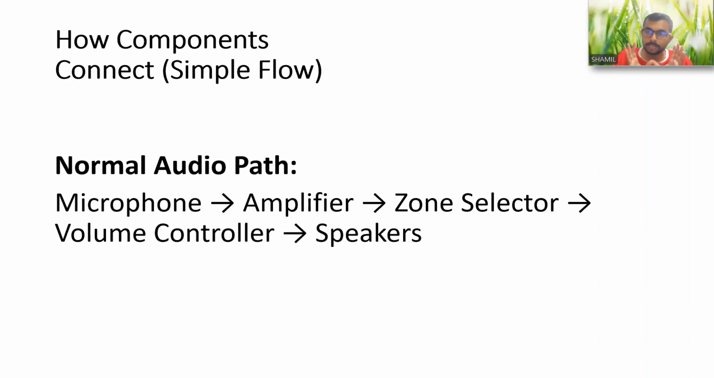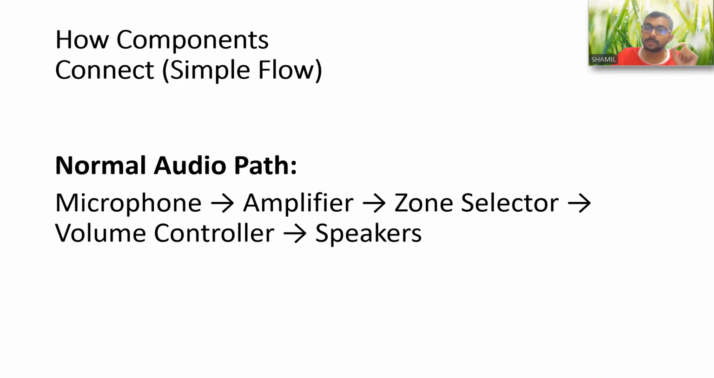So how are the components connected in the public address system? The normal mode of operation is that whenever there is a voice input delivered to a microphone, that audio signal will be transmitted to the amplifier. The amplifier will strengthen the audio signal, and then that boosted signal will be sent to the zone selector. Once it reaches the zone selector, it can transmit the message to the entire building, or it can select a particular zone. Then, through the volume controller, depending on whether you need to adjust the volume locally for that particular room or not, the signal will go to the speakers. This is how a normal audio path works.